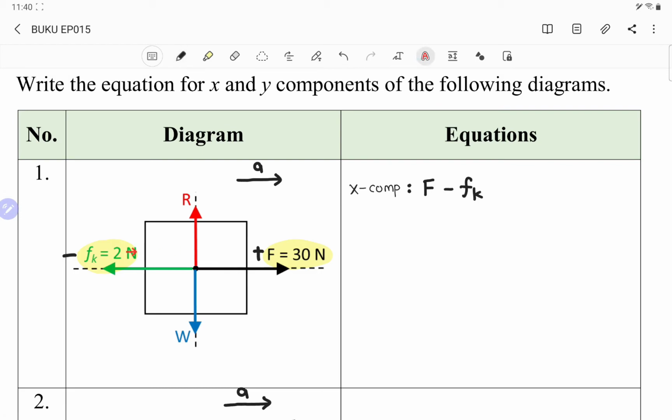And then I don't want to substitute the value yet sebab kita baru nak tulis equation sahaja. Then along Y component, we have R and W. So common practice, ke atas positif, ke bawah negatif. So R is positive, W is negative. Okay, so R minus W. Itu ada equation according to axis.